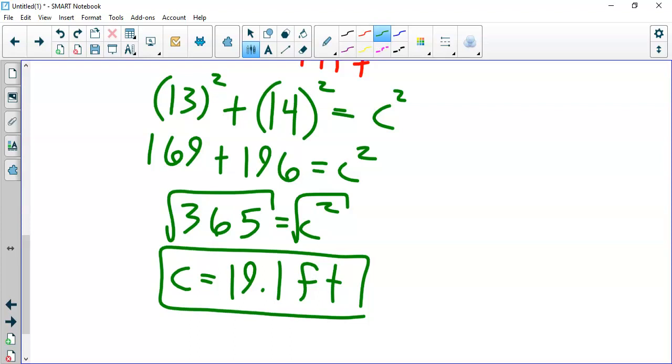Yep, nearest tenth. That's what the directions said. One more, and we're done. Feet, correct. That's right, here we go.